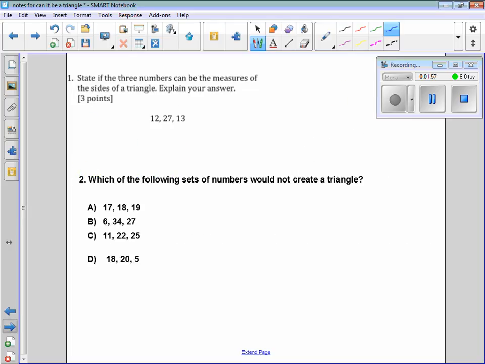So here we have some examples. Number one, state if the three numbers can be the measures of the sides of a triangle. So we're going to use a shortcut. The two smaller sides are 12 and 13. So we're going to add 12 and 13 and see if it's greater than 27. 12 plus 13 is 25. 25 is not greater than 27. So the answer is no. It cannot be a triangle.